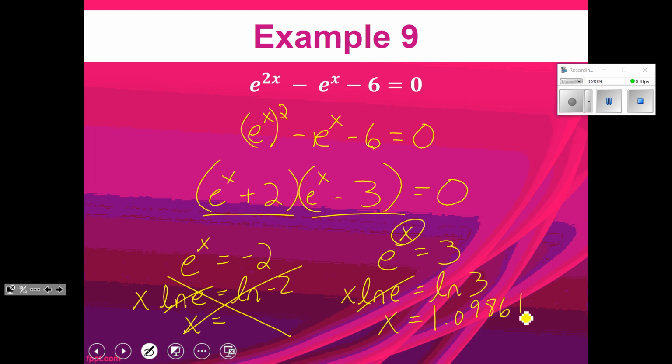Any questions? You still will have extraneous answers. All logs have to be greater than 0. So if you ever try to take a log of a negative, that's not possible. Okay? All right. Any questions about factoring?